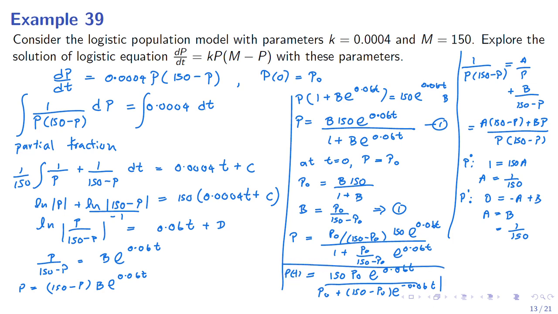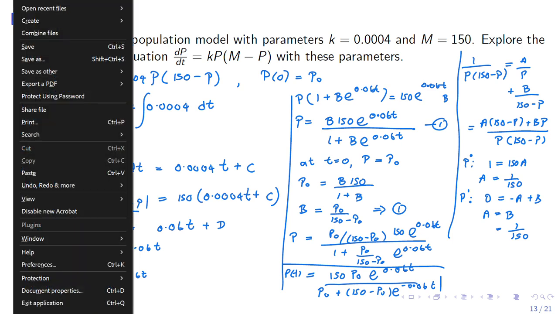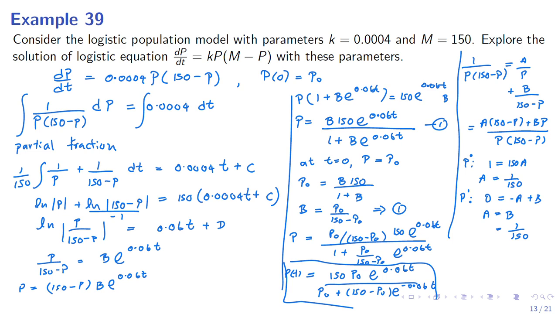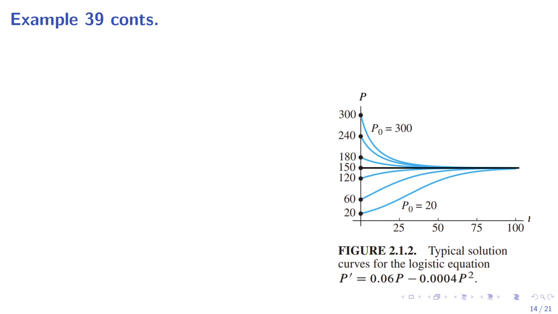Okay, so that's it. Cool. We can move forward. Oh, I had a lot of space. Anyway, if I rewrite what I get at the end, it is 150 p naught divided by p naught plus 150 minus p naught.